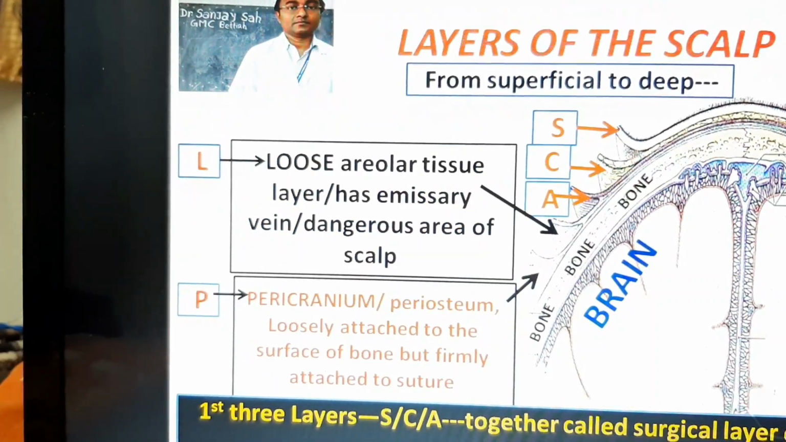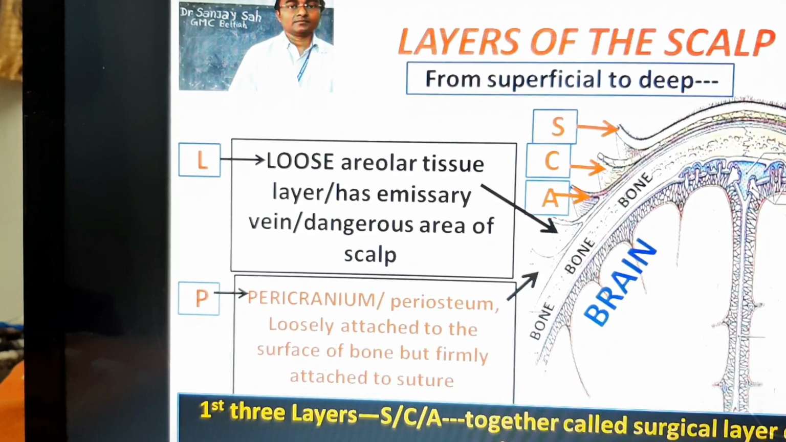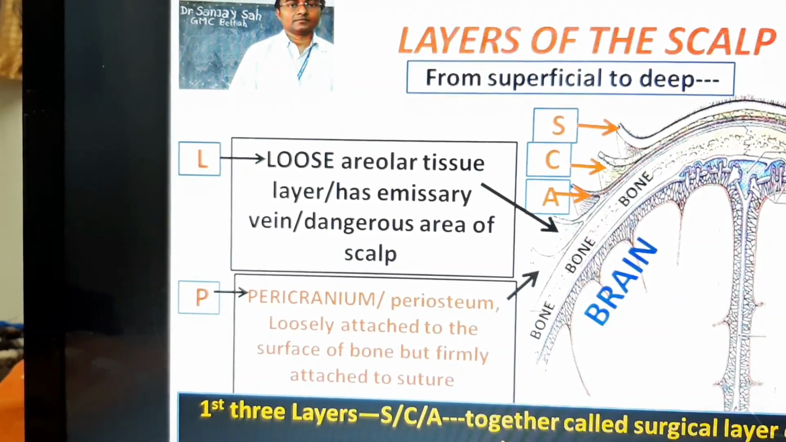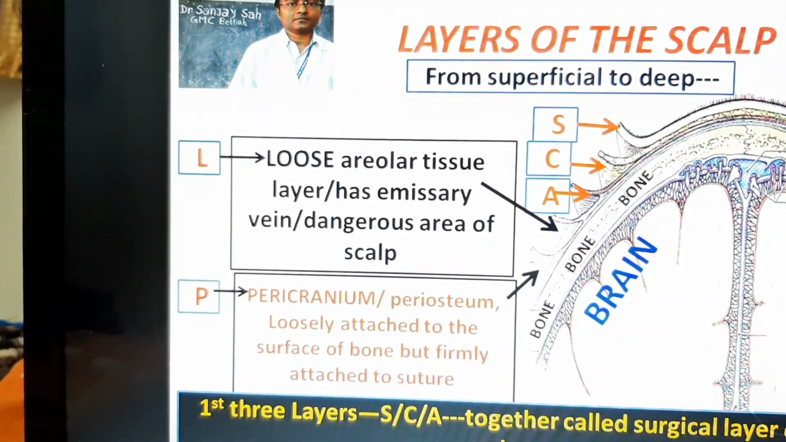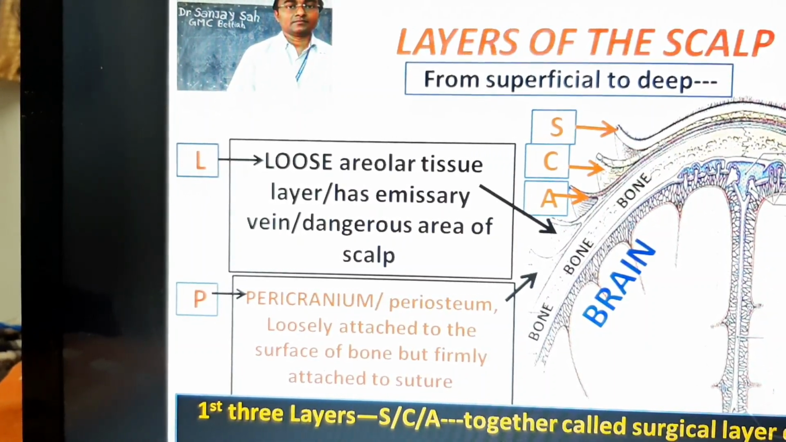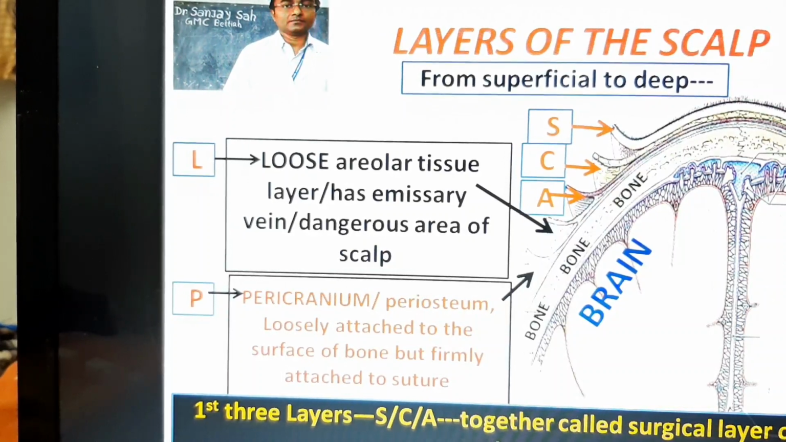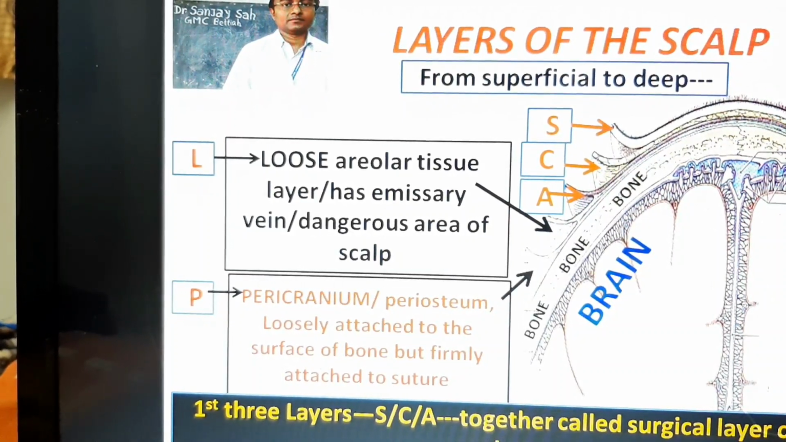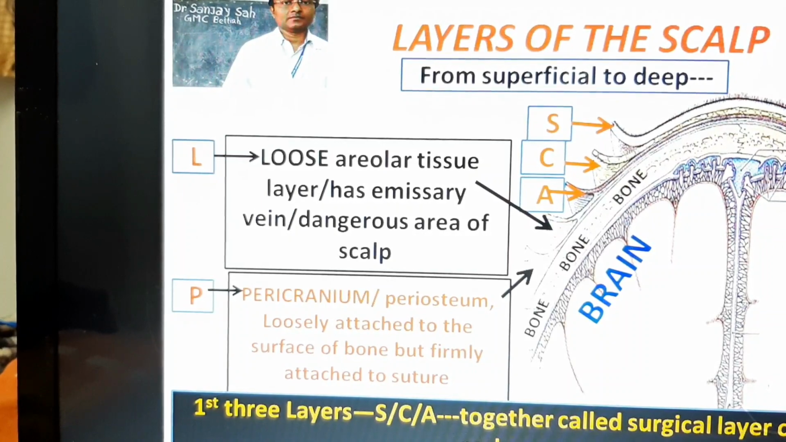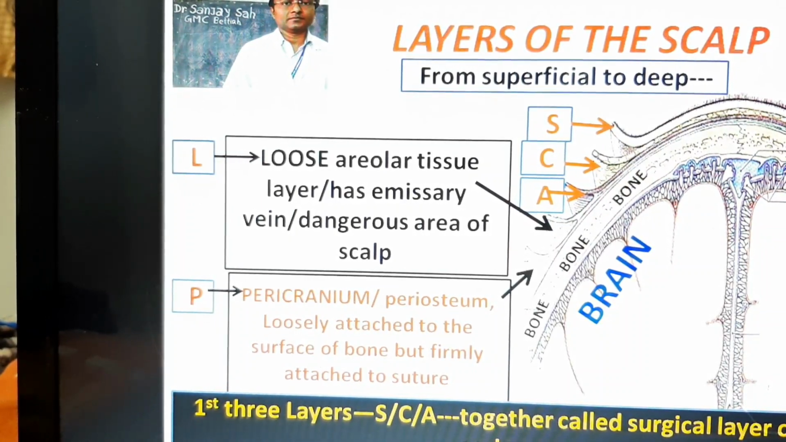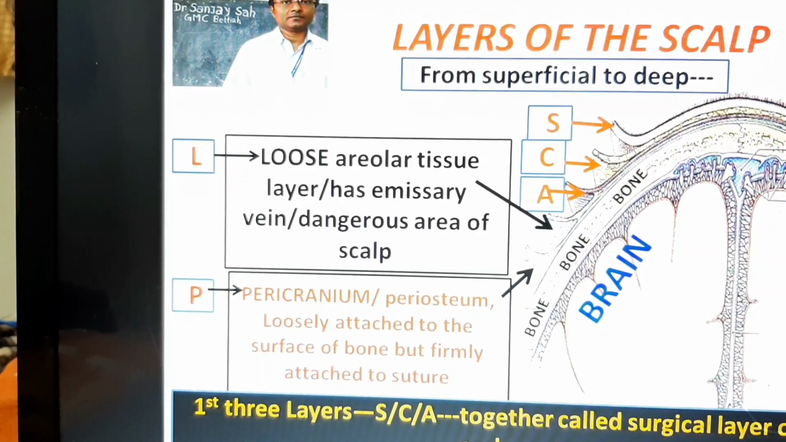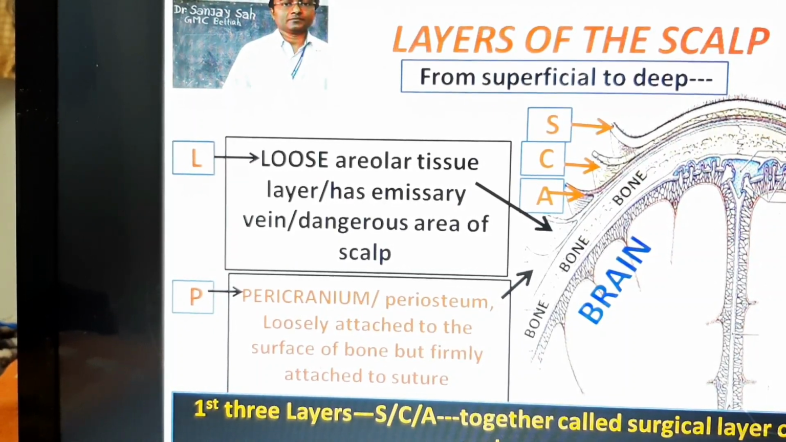Now the fourth layer is the loose areolar tissue layer. This layer has emissary veins. These emissary veins connect the extracranial veins to the intracranial venous sinuses. So they have a role in spreading infection from the extracranial side to the intracranial side. Hence this layer is also known as the dangerous area of the scalp.